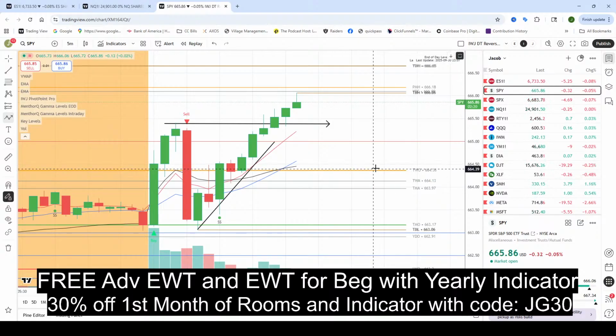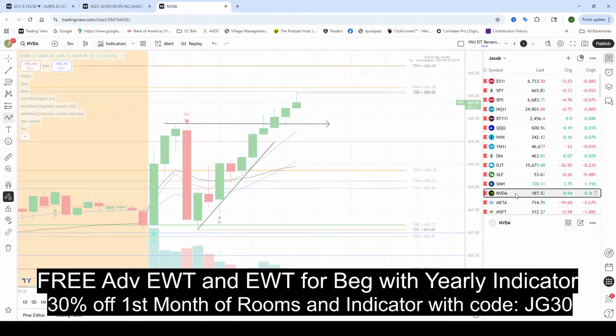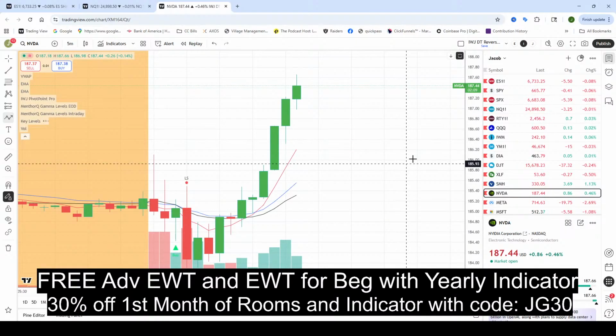SPY looks like closing the gap. Hopefully, no new all-time high. I mean, if they do, they do. It's a buck 34 higher. I don't think it's out of the realm of possibility for sure, especially if Nvidia is gonna continue to rocket launch here.